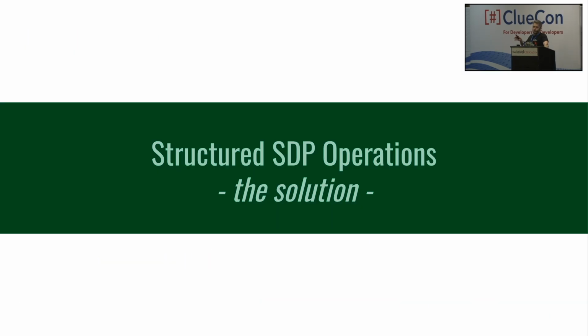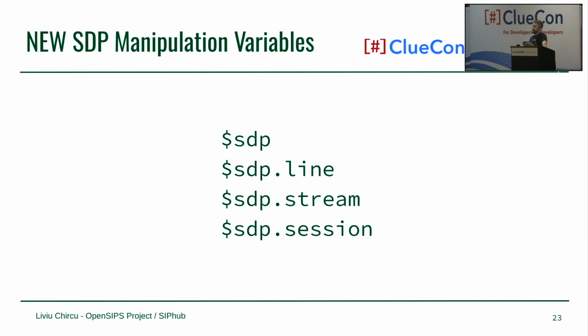So we said, OK, let's try something different. Let's work with a separate text processing engine here that won't break the script and will give us a good start for what's to come. So to start, we started with these variables that should give better control over the SDP.